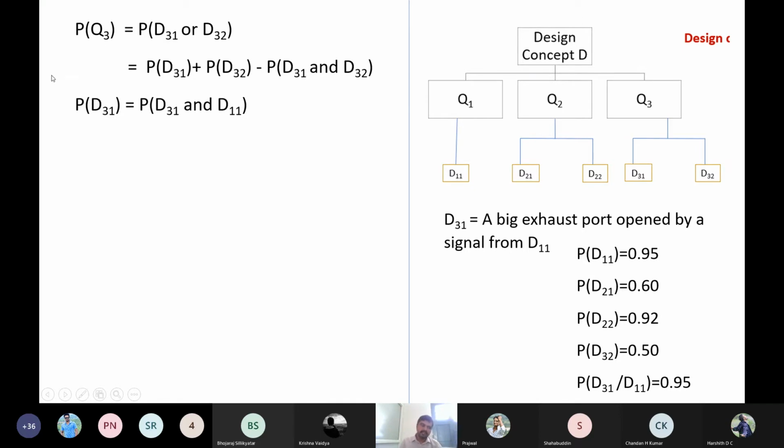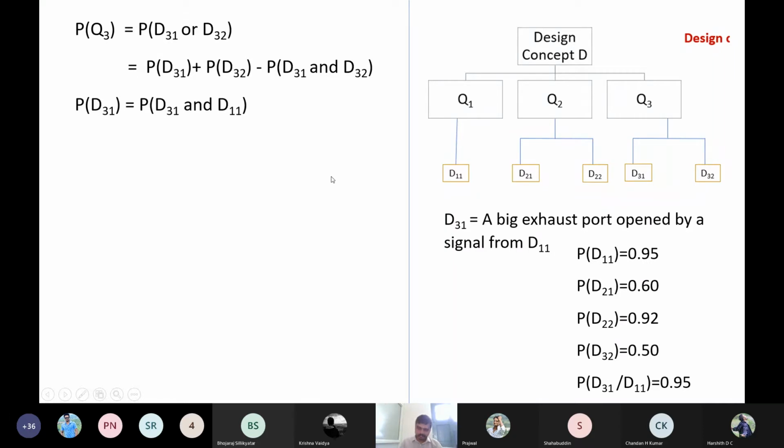Okay, so next, as we know, D31 is dependent on D11. If you want to solve D31, that depends on how successfully you are going to solve D11. A big exhaust port opened by a signal from D11. So that's why you are going to make use of this condition. You can say P of D31 is equal to P of D31 given D11.